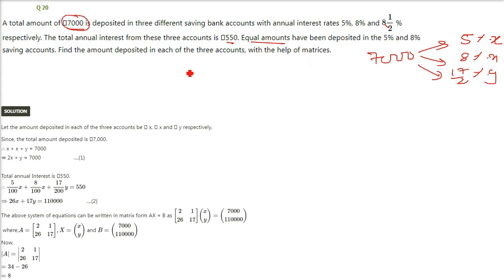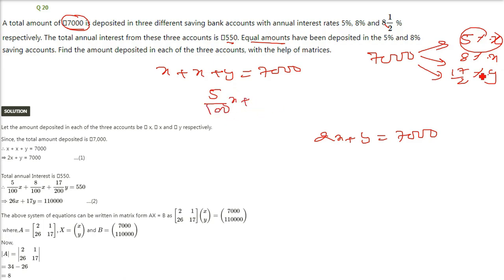First is 7,000, so you can just say x plus y plus z equals 7,000. But since there are only 2 values, the first value is x, the second value is x, and the third value is y. So this is 2x plus y equals 7,000. And what about the second equation? 5% of x, 8% of x, since the second value is x only, and the third one is 17 by 2 into 100, that is 8.5% of y. This is going to be equal to 550.